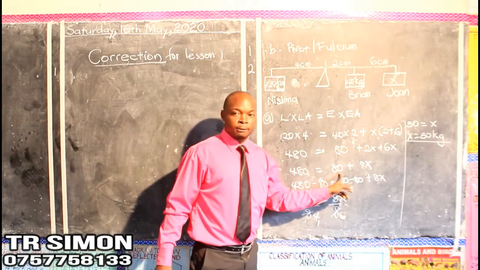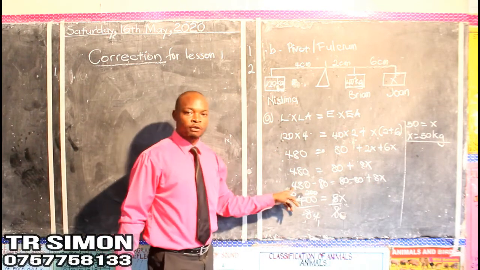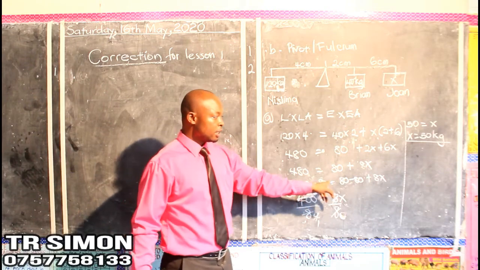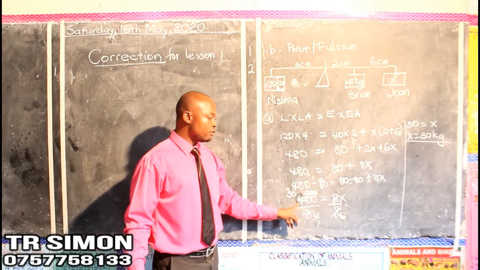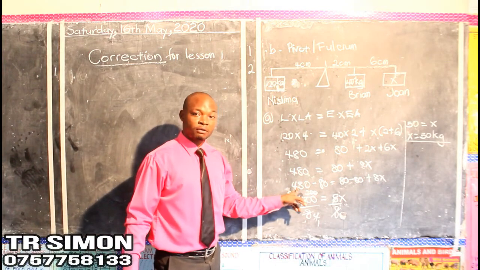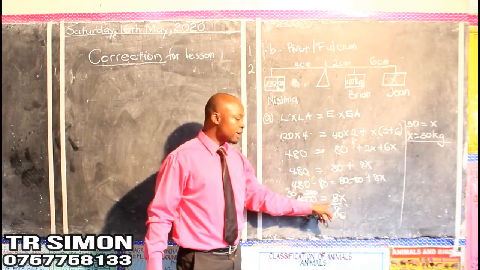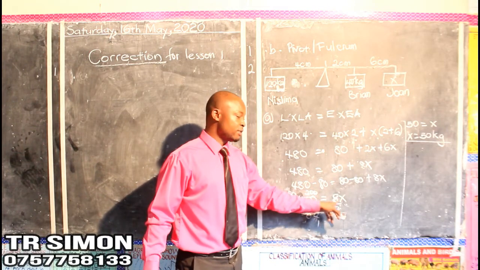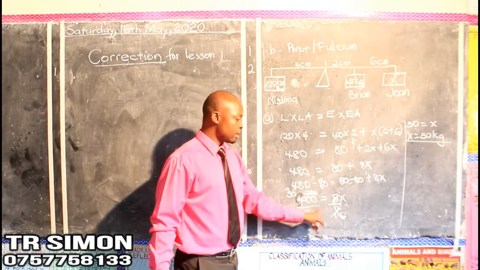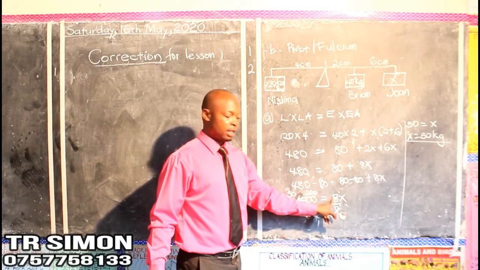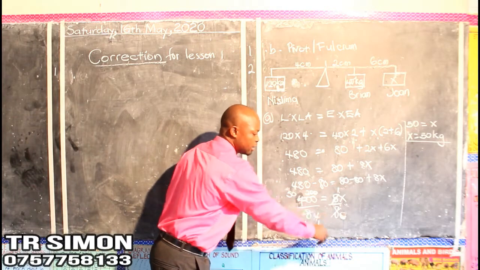So to eliminate 80 and remain with the 8X, such that we make X the subject, we shall say 480 minus 80 is equal to 80 minus 80 plus 8X, which is going to give us 400 after subtracting. 480 minus 80 is going to give us 400. But we shall make sure we divide each side by 8 to remain with X as the subject. So 8 divided by 8, we are going to get 1.